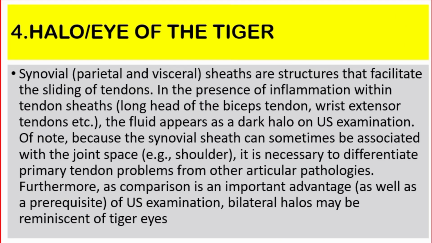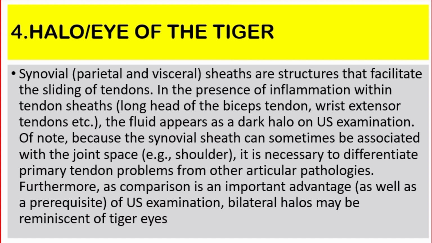Number 4, halo, or eye of the tiger. Synovial, parietal, and visceral sheaths are structures that facilitate the sliding of tendons. In the presence of inflammation within tendon sheaths, like long head of biceps tendon or wrist extensor tendons or others, the fluid appears as a dark halo on ultrasound examination.